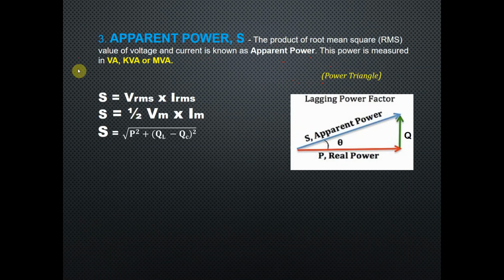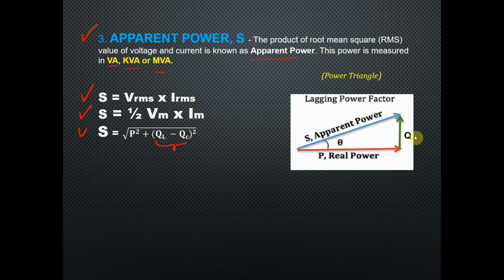Another type of power is the apparent power. The product of the root mean square, RMS, value of voltage and current is the apparent power. It is measured in VA, kVA, or megaVA. S is equal to V_RMS I_RMS of the source, or 1/2 Vm Im, or S is equal to the square root of P squared plus (QL minus QC) squared. From where did I get this QC minus QL?